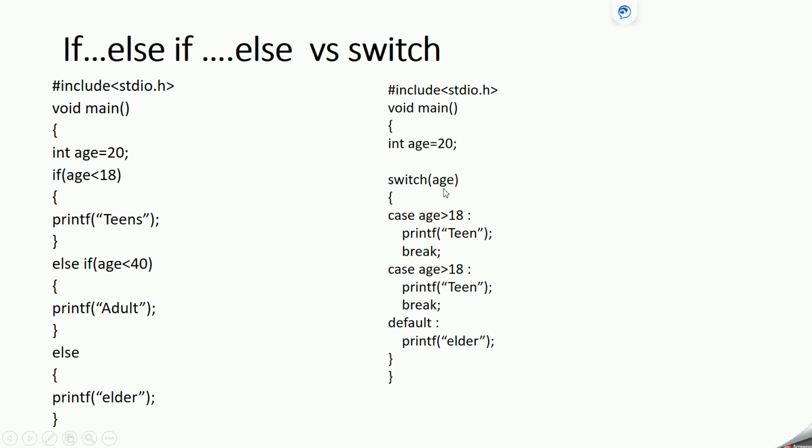So if the exact state is known, then we use the switch statement and we give the exact value here. So this program in this case using if else is better than using the switch statement.